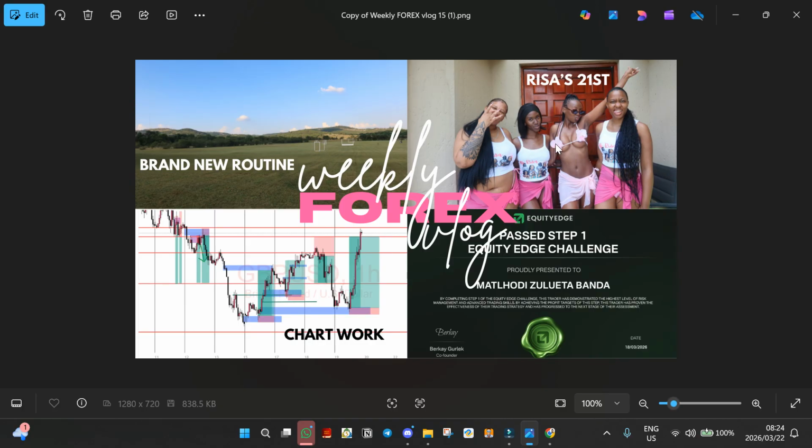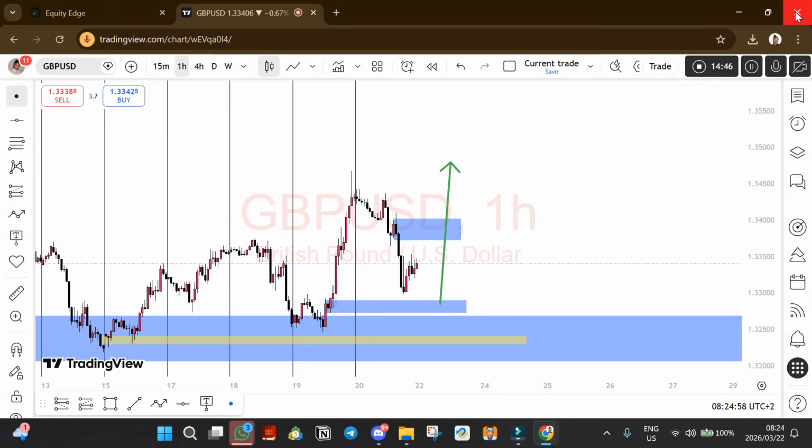This is Risa's 21st. I paused my one step equity edge challenge. I paused it with you guys two weeks ago, so I'm really proud of that. All of the trades that I'm sharing with you guys, the trade recaps and so on, are trades that I'm actively taking. Cool.